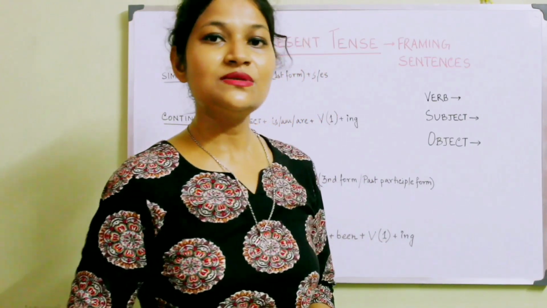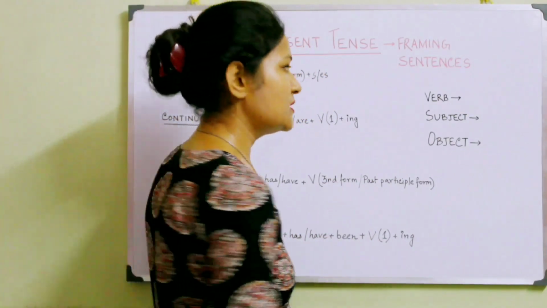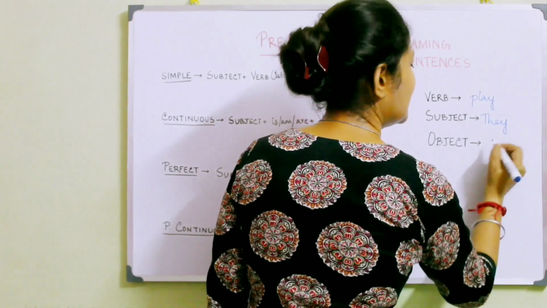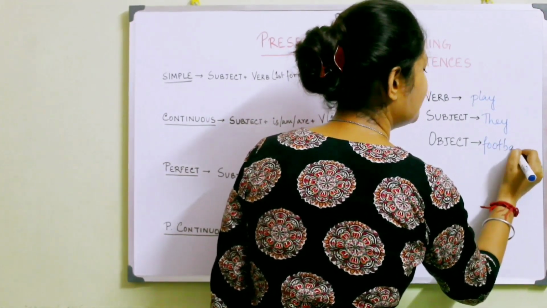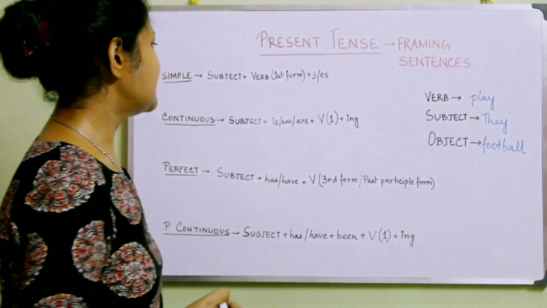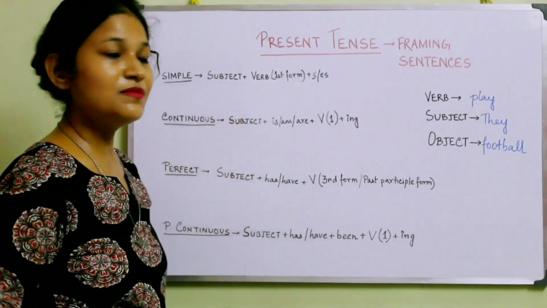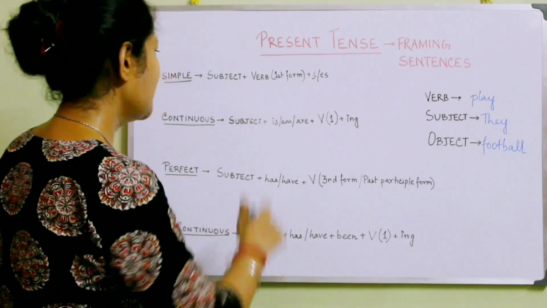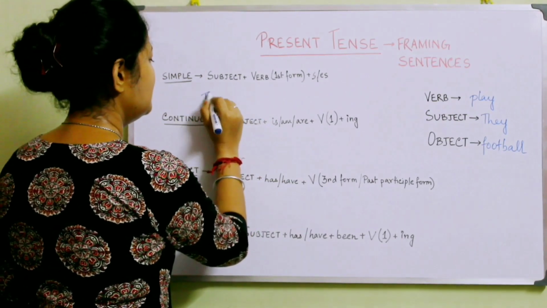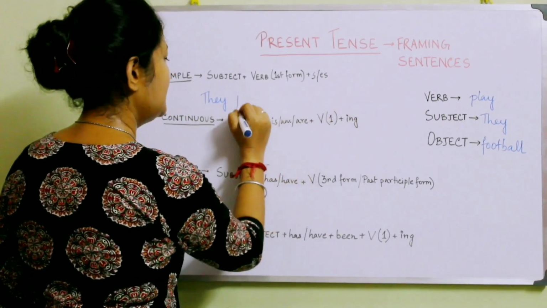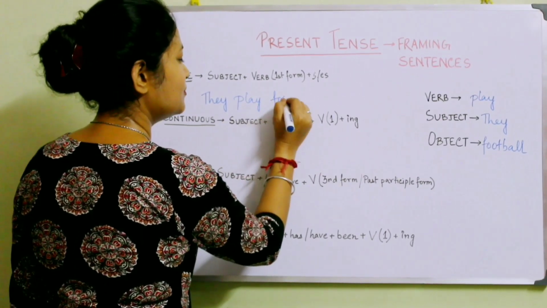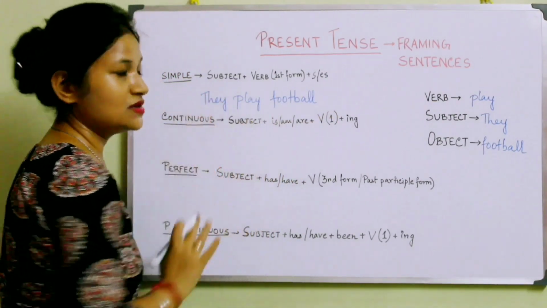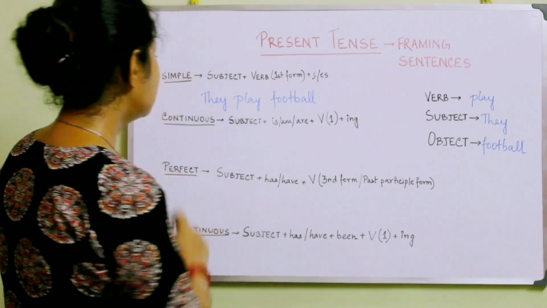So for framing sentences, we need three main things: verb, subject and object. So verb, I am taking play. Subject, I am taking they, and object, I am taking football. So coming to the simple present tense first, the rule we have learned is subject plus verb in its first form plus s or es. S or es is used only when the subject is singular. So subject here is they, verb here is play, and the object is football. We do not need an s or es with the verb here because the subject is not singular, it is a plural subject.